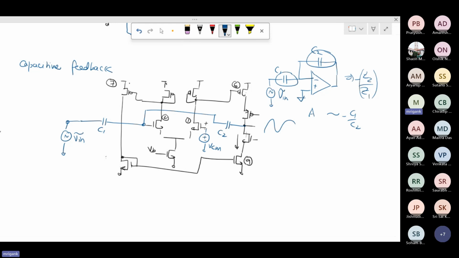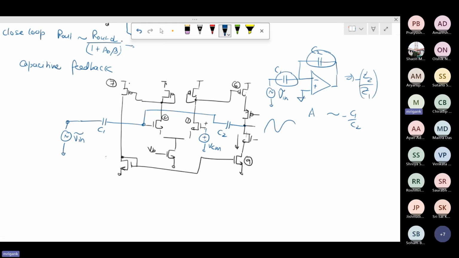Why can it be used? Because in the closed loop, what is R out? It is the open loop R out divided by 1 plus A naught beta. Have you studied this? Yes, sir. So the closed loop output impedance becomes the open loop output impedance divided by 1 plus A naught beta. If A naught beta is big, then R out becomes smaller.